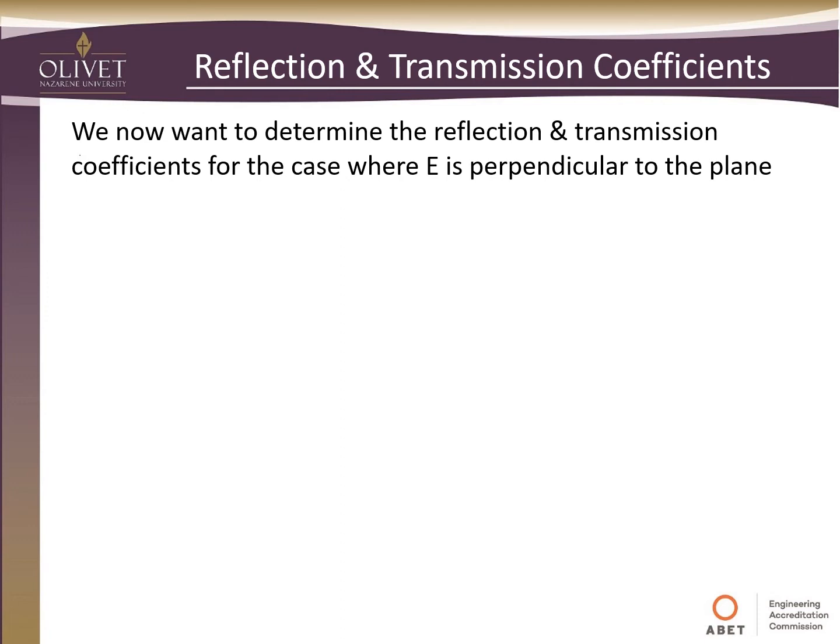So we now want to determine the reflection and transmission coefficients. Remember, that's what we did before with Maxwell's equations, when we're hitting the boundary from a normal angle. But how does this affect these coefficients now that we're doing an oblique angle?